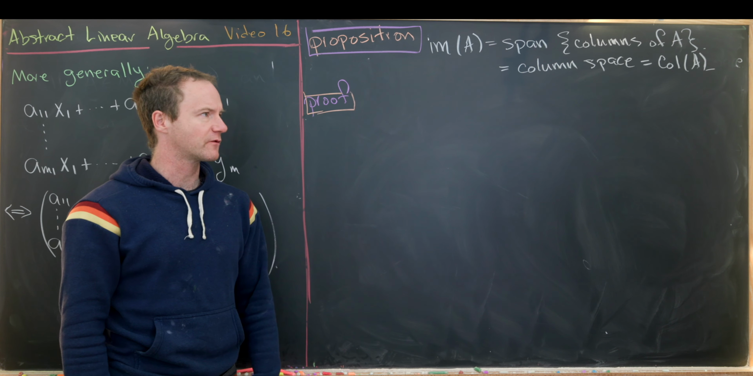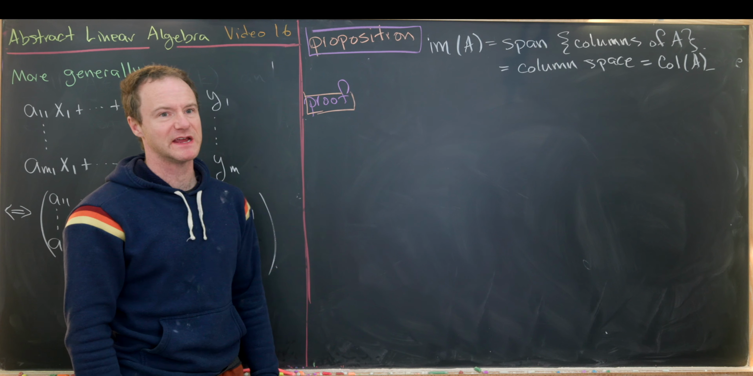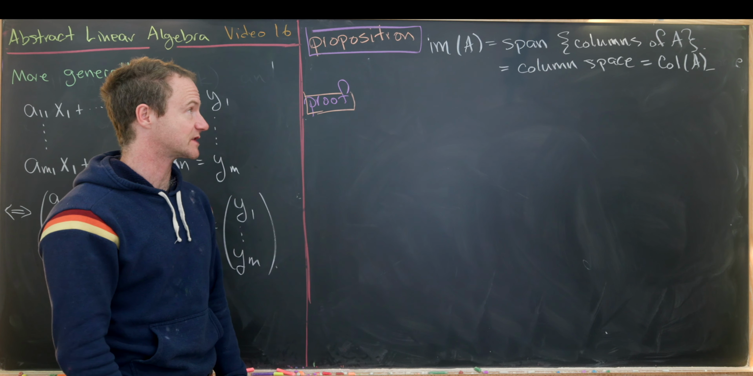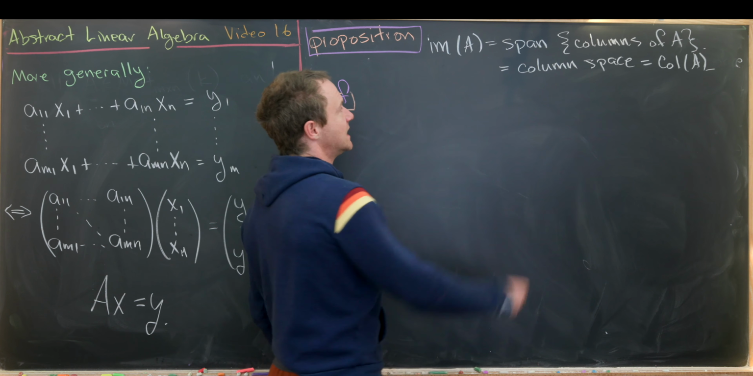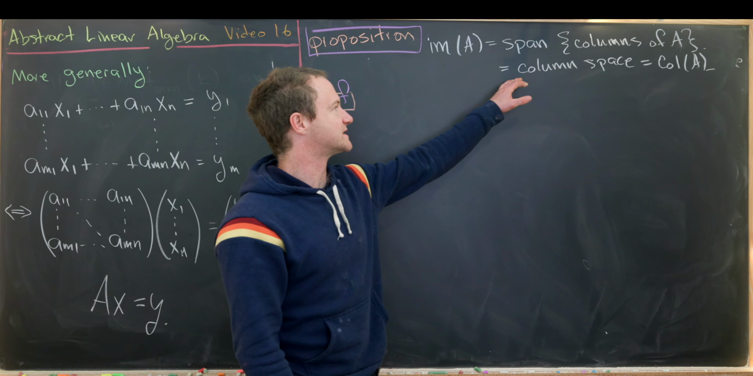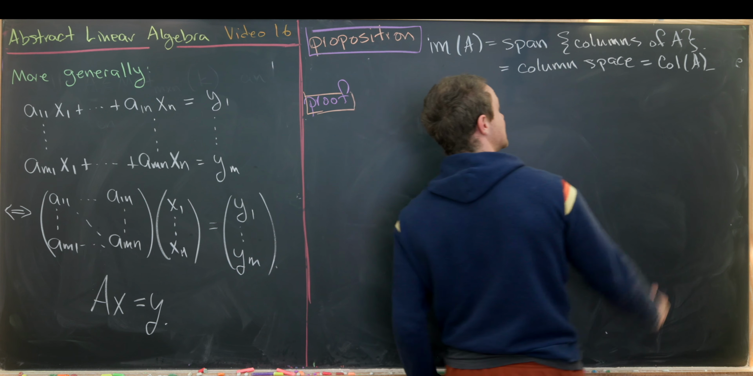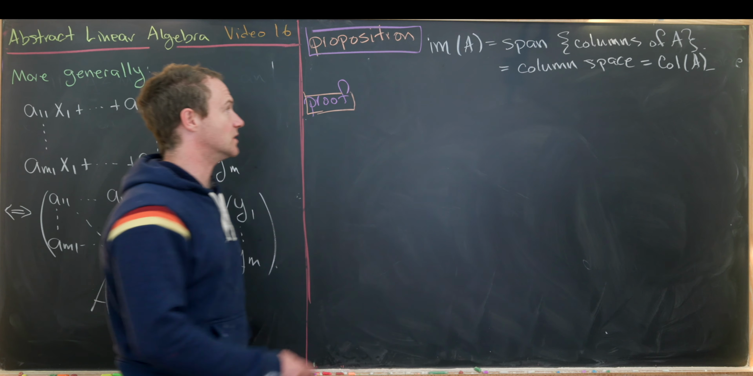So next we're going to prove a really nice way of describing the spanning set for the image of a matrix, or really the image of a linear transformation that's defined as a matrix. In particular, we'll show that the image of a matrix A is just the span of the columns of A. That's also known as the column space of A, and is often denoted by just Col A. Okay, so let's see how this goes.